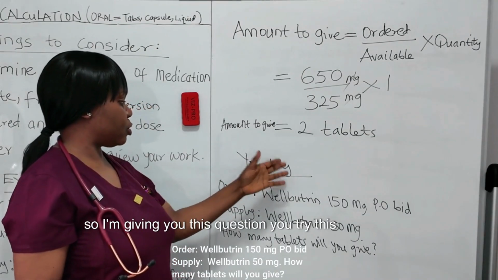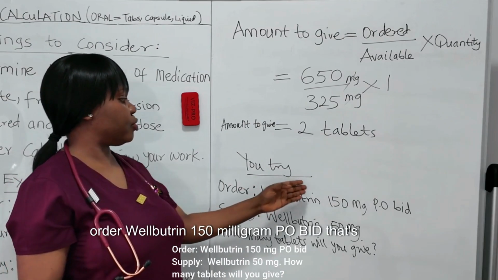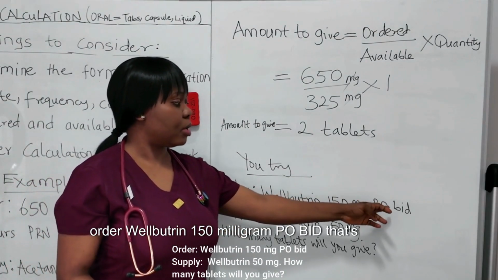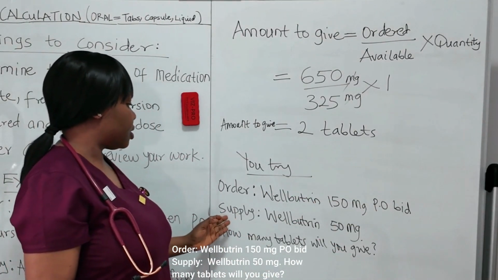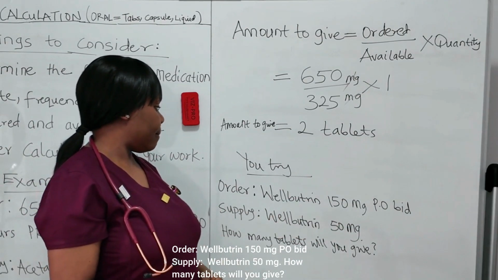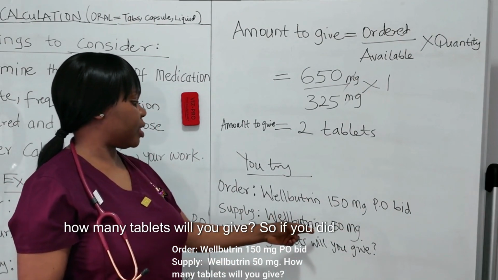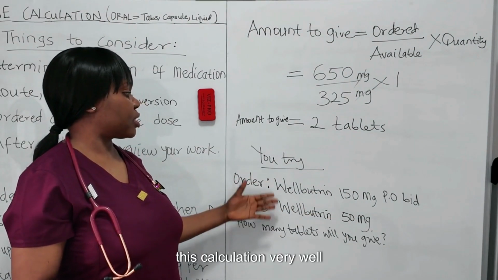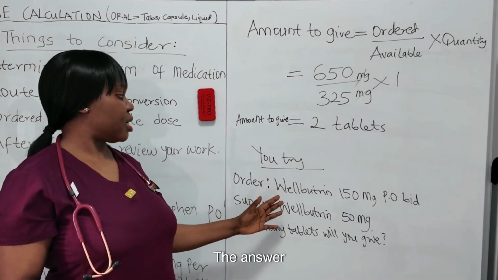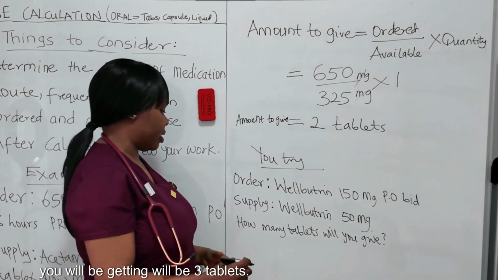So I'm giving you this question, you try this. Order Wellbutrin 150 mg PO BID, that's twice a day. The supply is Wellbutrin 50 mg. How many tablets will you give? So if you do this calculation very well, the answer you will be getting will be 3 tablets.